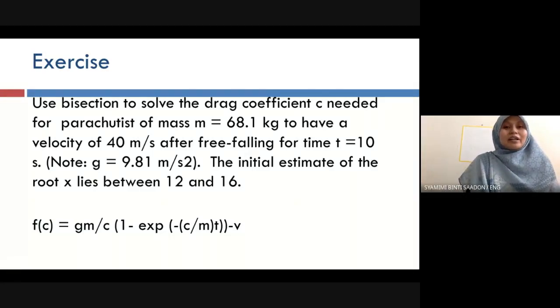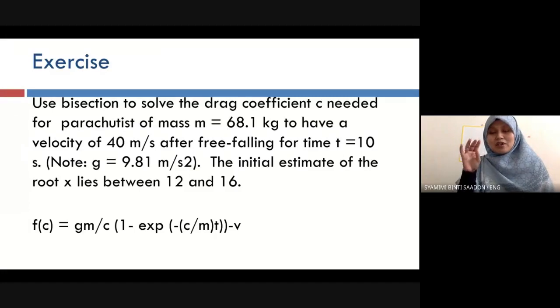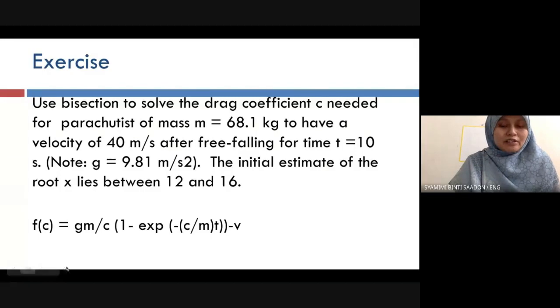So we estimate the root by using the bisection method, with the lower and upper x of 12 and 16. Actually, for this one you can draw a graph and try to estimate. When you draw the graph at each point of x, you can see when f(x) equals 0, the root lies in which interval. So we assume between 12 and 16. So this is the function.